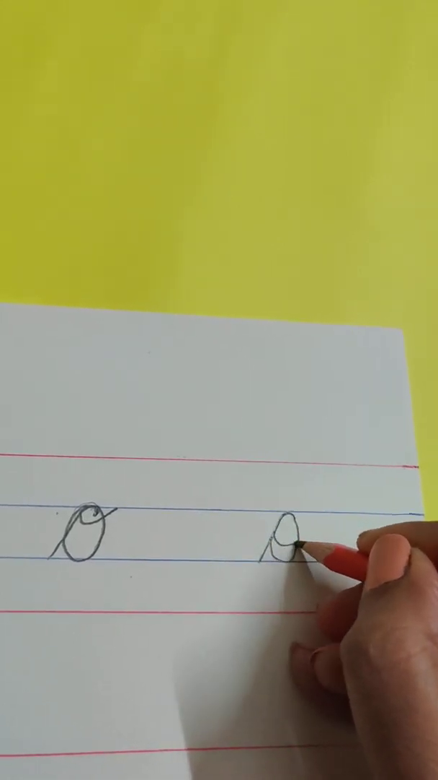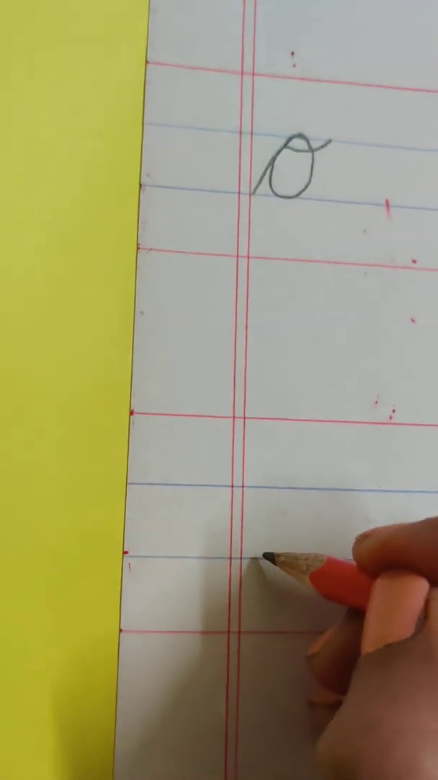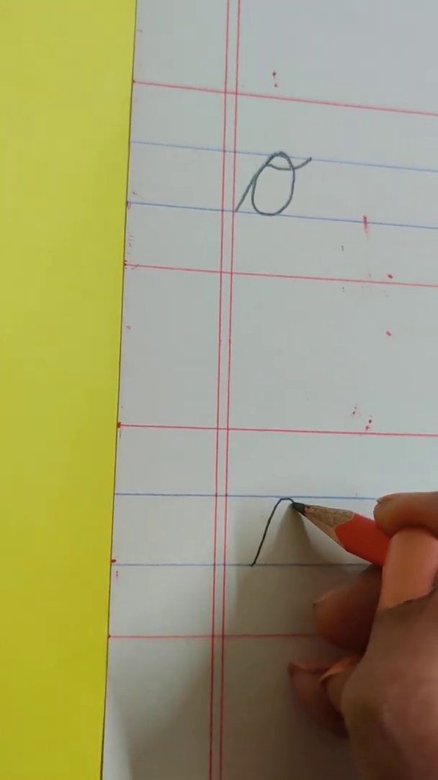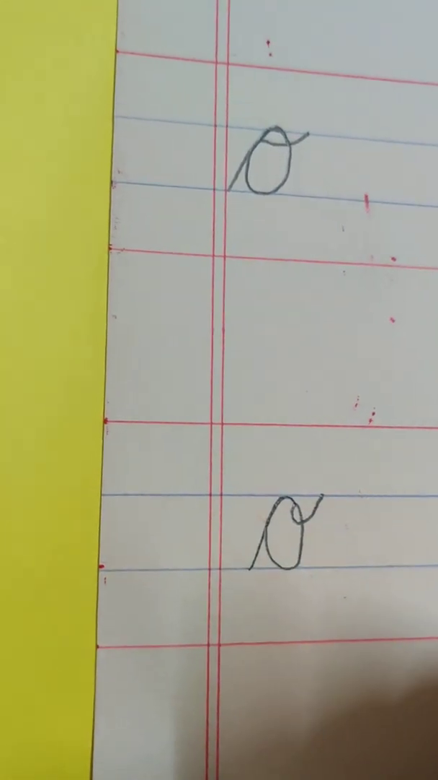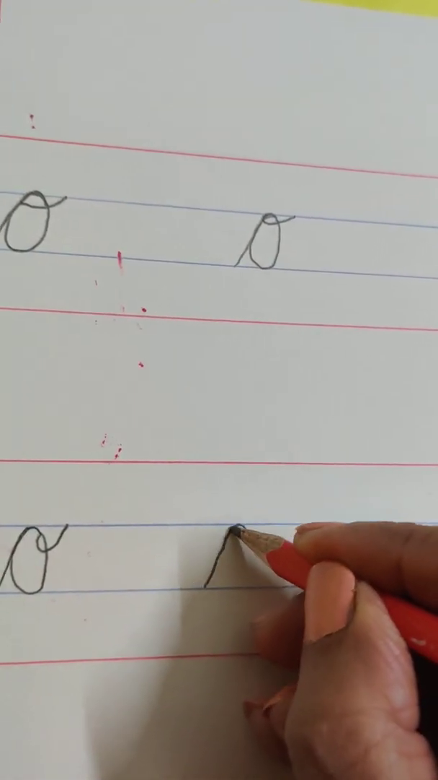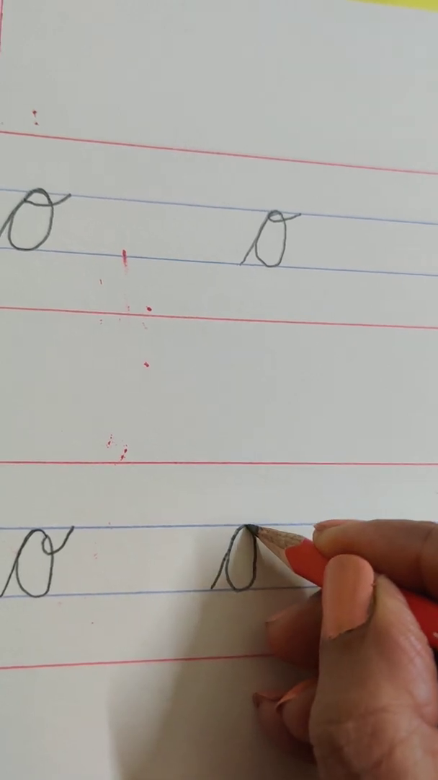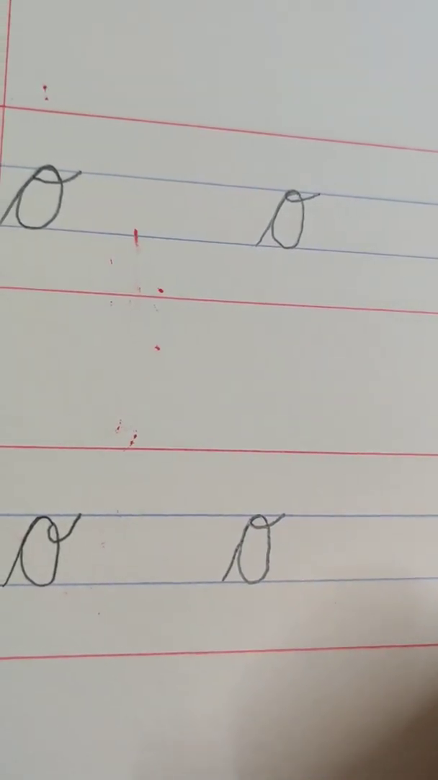Please do not make a big loop. If you make a big loop, your O will become wrong. Do not make the loop on the side. So you have to go till here, till this point, and then only make a loop.